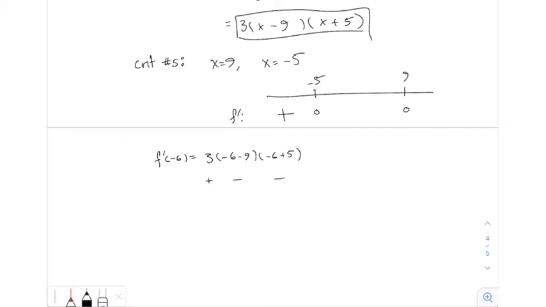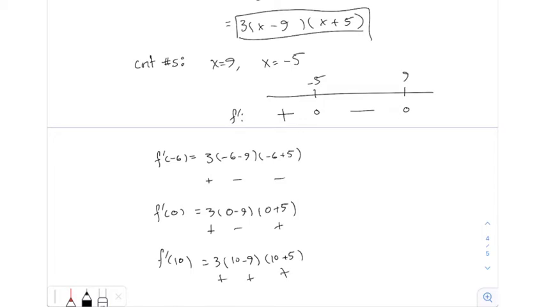All right? In between, in the middle, I choose 0. F prime of 0 is 3, 0 minus 9, 0 plus 5. This is positive, negative, and positive, so that's a negative in the middle. And then f prime, on the right side, I'll choose 10. A nice friendly number. 10 minus 9, 10 plus 5. This is positive, positive, positive. So positive on the far right. All right, this is our increasing, decreasing charts. Doing okay so far? I hope so.